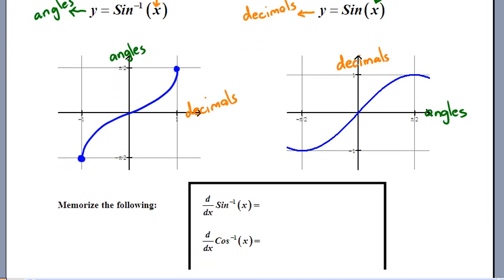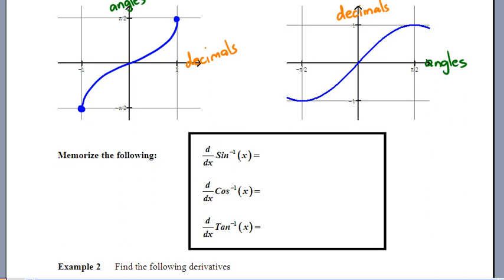And you need to know its derivative, plus the derivative of inverse cos and the derivative of inverse tan. This is not the same thing as cosecant, secant, and cotangent. Those are reciprocals, right? Now we're talking about not functions that are upside down, but functions that are, well, inside out. Okay, the derivative of inverse sine to be memorized is this: 1 on top of the square root of 1 minus x squared.